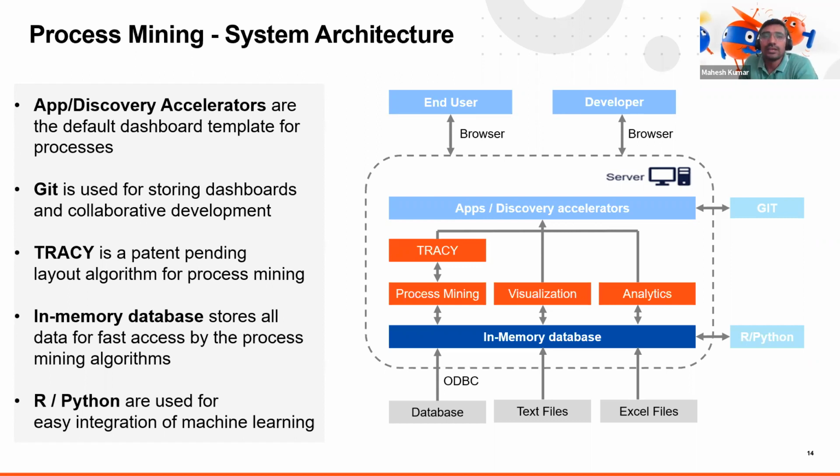And then data sources. So process mining can take data from different sources. It can take data from your SAP, Salesforce, and Oracle, these systems. We need to use connectors there. Connector will pull this data from these databases. We can also upload data in the form of text files, CSV files, or Excel files.